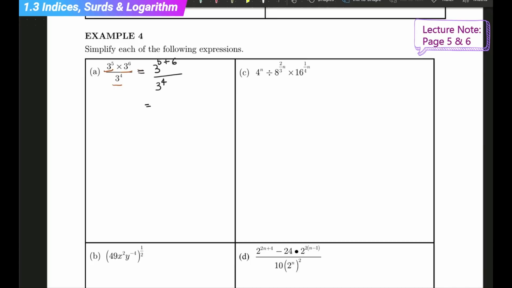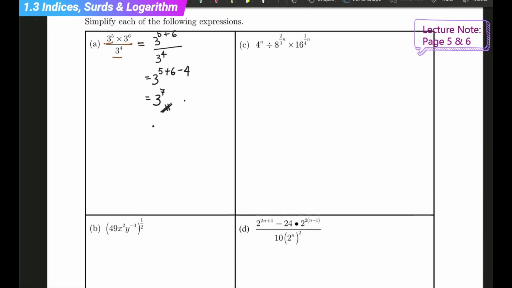Now involving divide. If the base is dividing, meaning the indices are dividing with each other, we need to subtract the power. So it will become 3 to the power of 5 plus 6 minus 4. So what's the answer, class? It will become 3 to the power of 7. Okay, that's the answer. Okay, it's a very simple example.